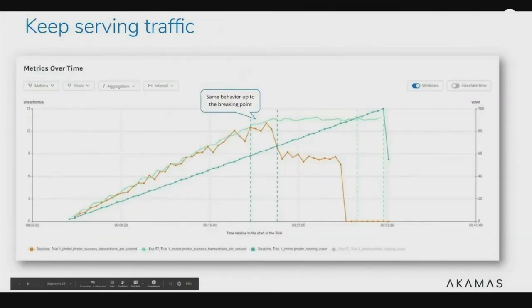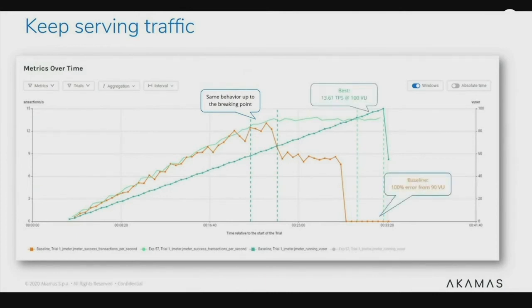Again, the two configurations had similar behavior up to the breaking point. Then, the original configuration degraded, reducing the supported throughput, and finally crashing, while the optimized configuration was able to keep serving a high number of requests, even if the traffic was still increasing.